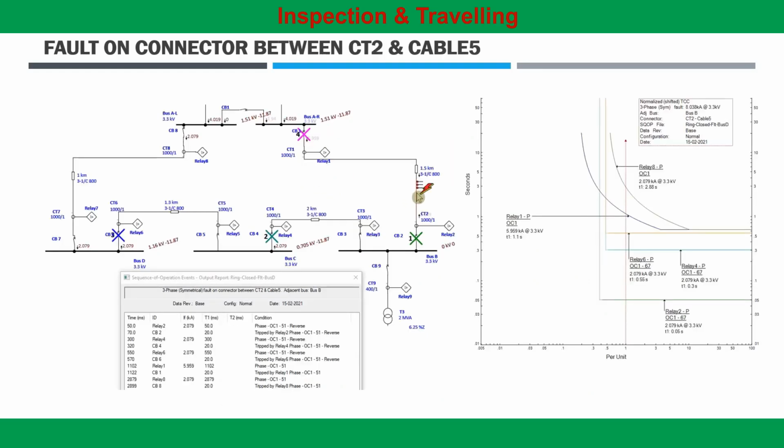Similarly, there is a fault applied on connector between CT2 and cable 5. For this fault, the fault current will flow in anti-clockwise direction in ring main system protection relays, and hence due to this fault, relay 2 will operate in 50 millisecond, then relay 4 will operate in 300 millisecond, relay 6 will operate in 550 millisecond, and relay 1, which is closest to the fault, will operate before relay 8, which can be observed in the sequence of operation events.